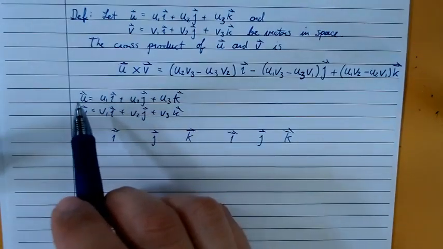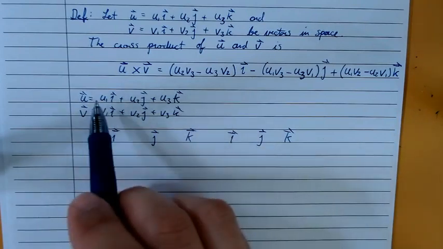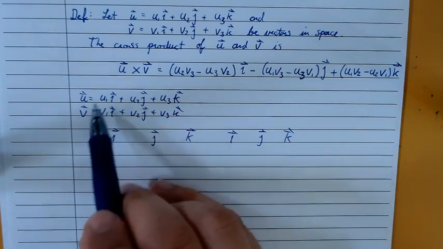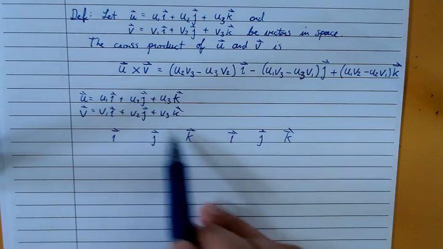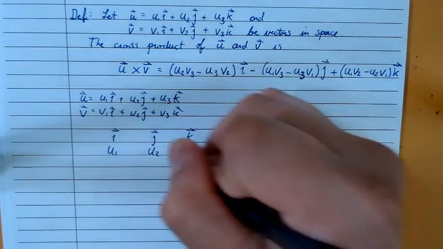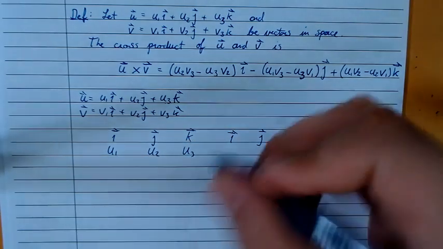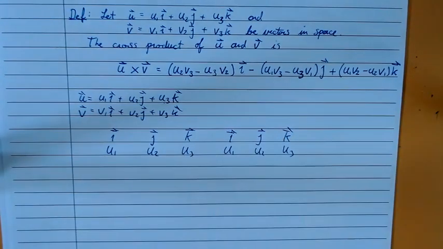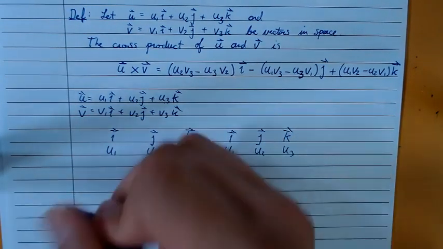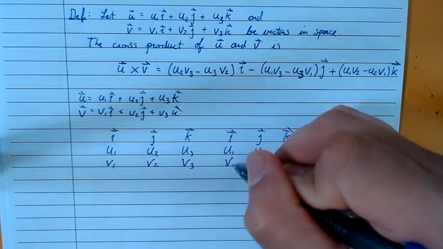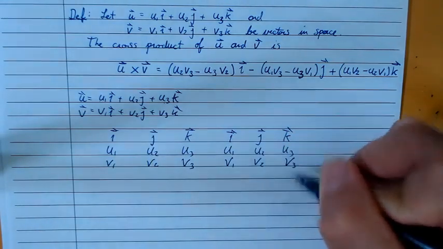Next thing we're going to do is take the components of the first vector. We're going to take the components of u, and we're going to write them down right underneath here. Now you notice there's only 3 of these, but just like this, we'll repeat it. So this will be u1, u2, u3, and then we'll say it again, u1, u2, u3. And then we'll do the same thing with v. That'll be v1, v2, and v3, and we'll do it again, just like that.